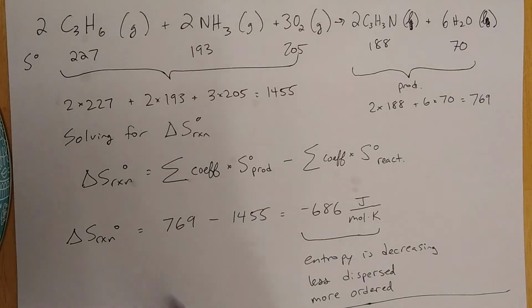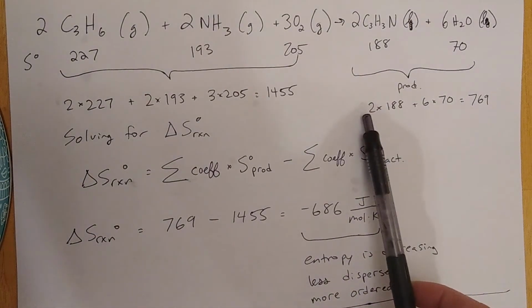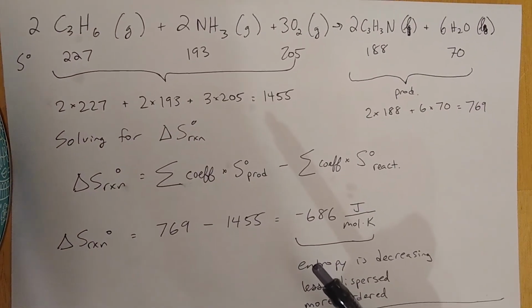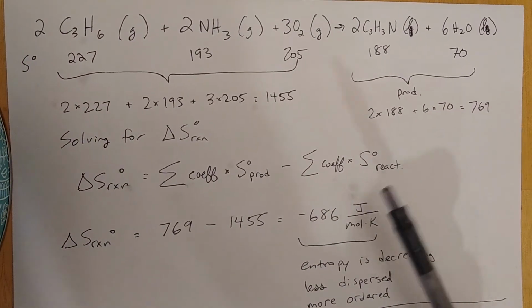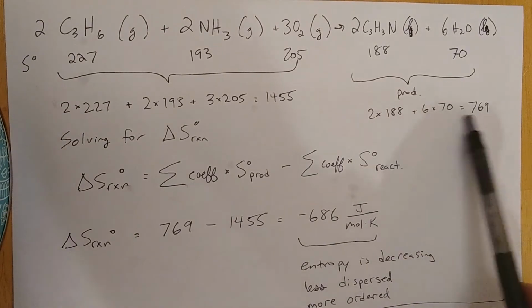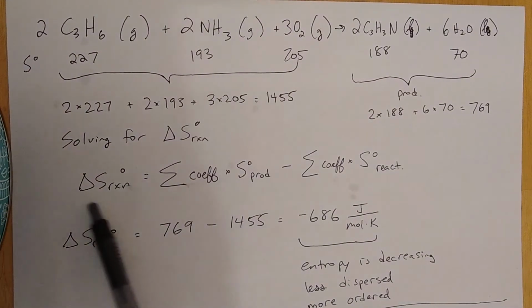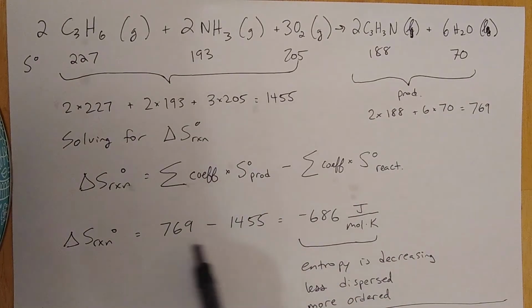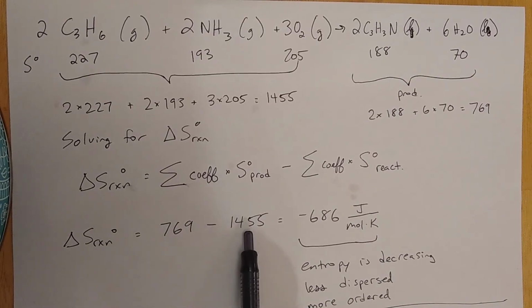And then really all I did was sum up the product entropies, by multiplying each individual entropy by the coefficient and just adding them all together. So even though this equation looks kind of complicated, I'm really just taking the sum of the product entropies and subtracting the sum of the reactant entropies. And so what I found was the reaction entropy was minus 686, and that shows that entropy is decreasing.